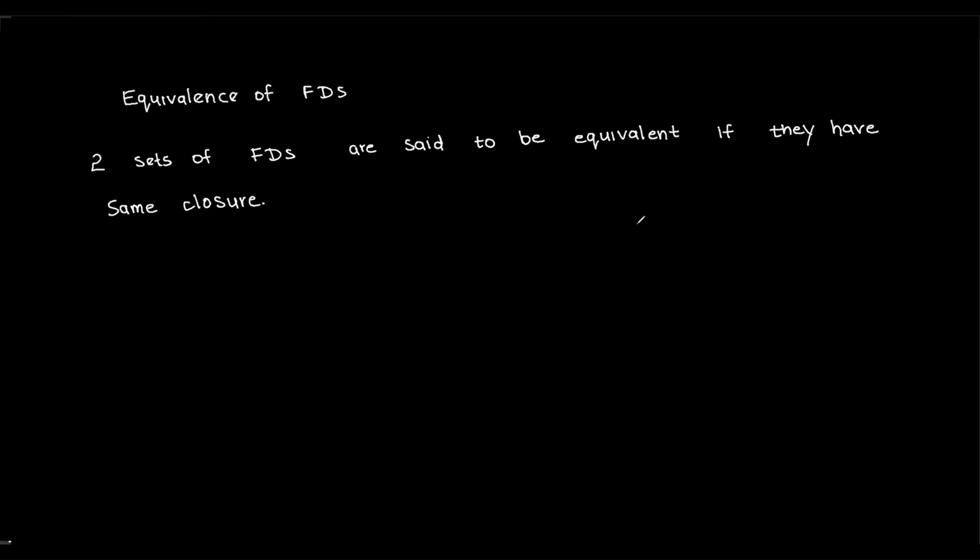What does this mean? Well, it's very simple. You know what a closure is. Let's say there is a set of FDs called F, and we have a set of FDs called E. The closure set of F will be called F plus, and the closure set of E will be called E plus. If F plus is equal to E plus, you can say F is equivalent to E.